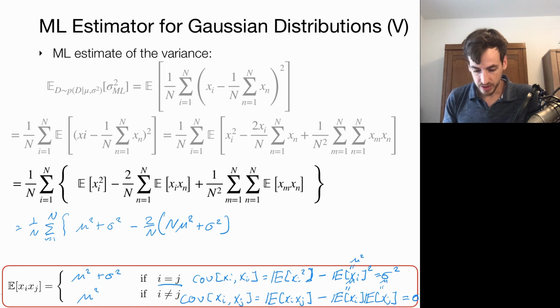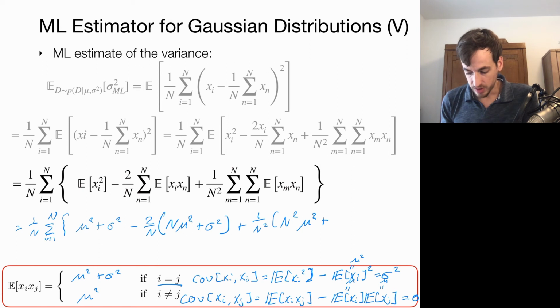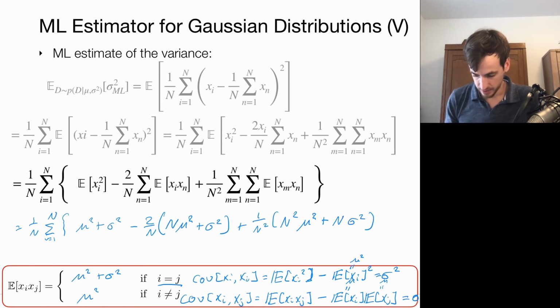And we do this also for this one. So we have plus 1 over n squared. And then in this entire sum, I get n squared times I encounter the term mu squared, but only n times I count sigma squared.